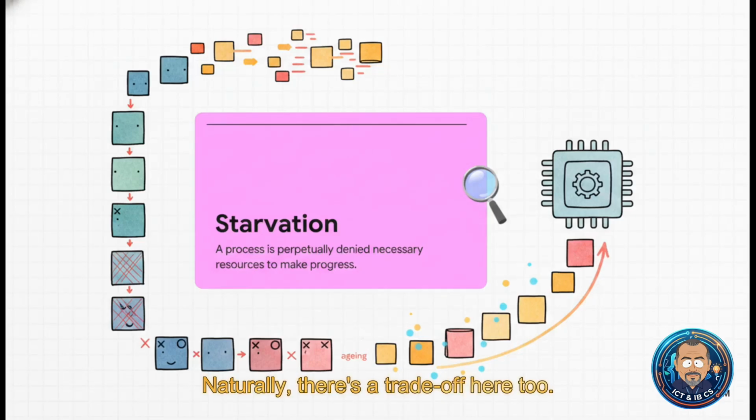Naturally, there's a trade-off here too. If your system is constantly getting bombarded with high-priority VIP tasks, the regular, low-priority tasks might just get completely ignored forever. In the computer science world, this is literally called starvation. A process is just perpetually denied the CPU time it needs to actually do anything.